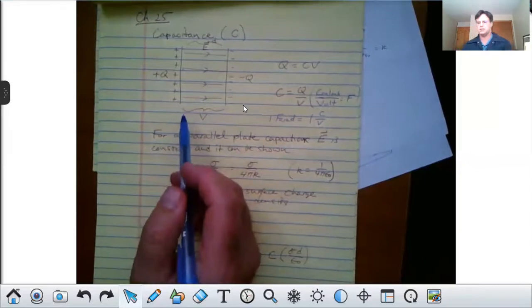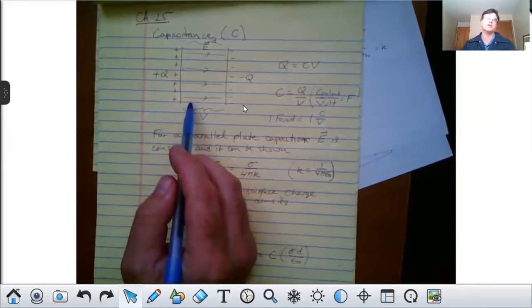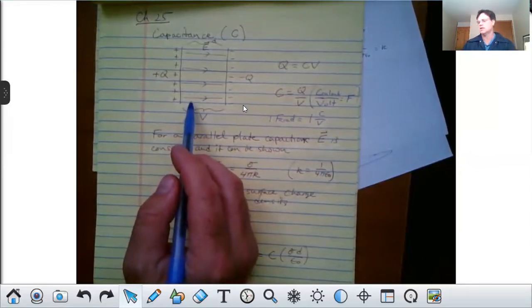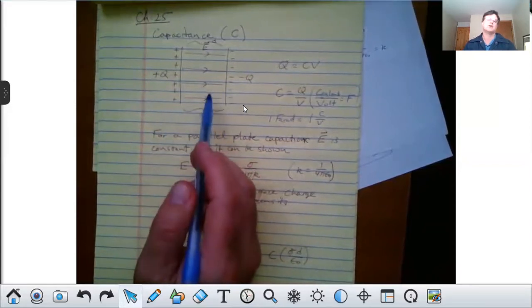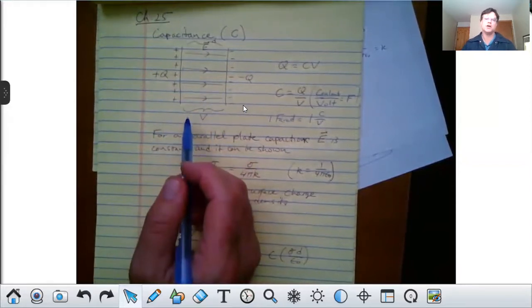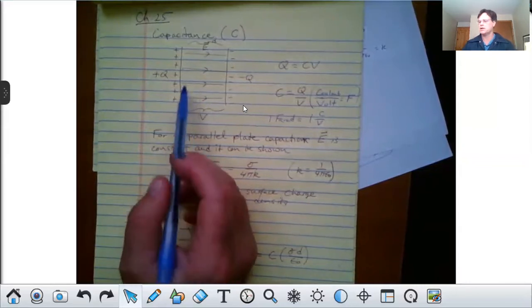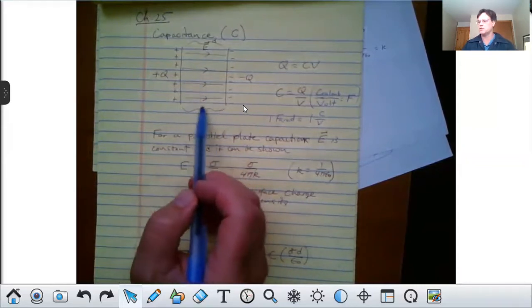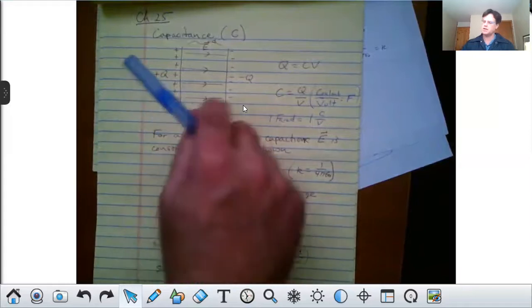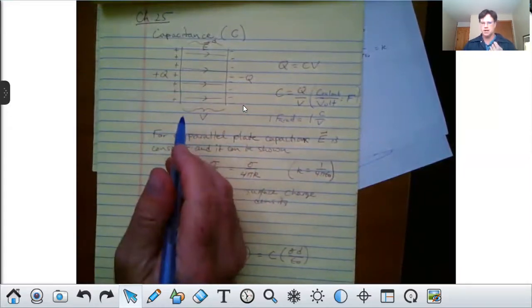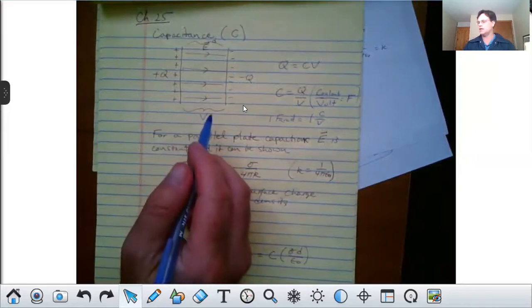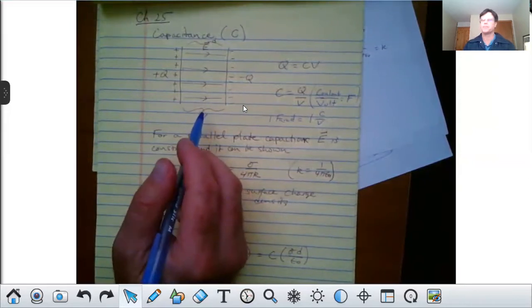Now, what I mean by a capacitor comes from the word capacity, which is really referring to the capacity of this device or this configuration of plates to store charge or hold charge. Right now, you might guess that if I increase the voltage, I'm moving more charge over from one plate to the other. I'm going to get more charge on the plates.